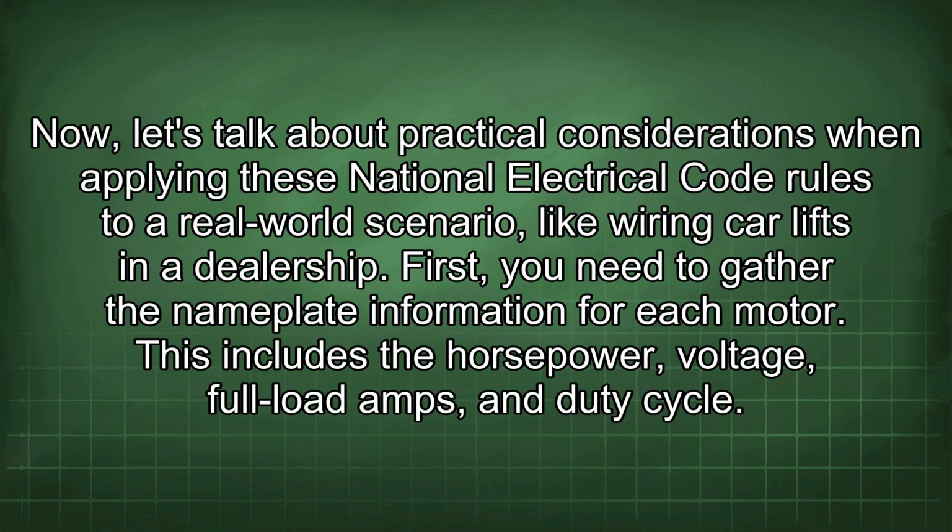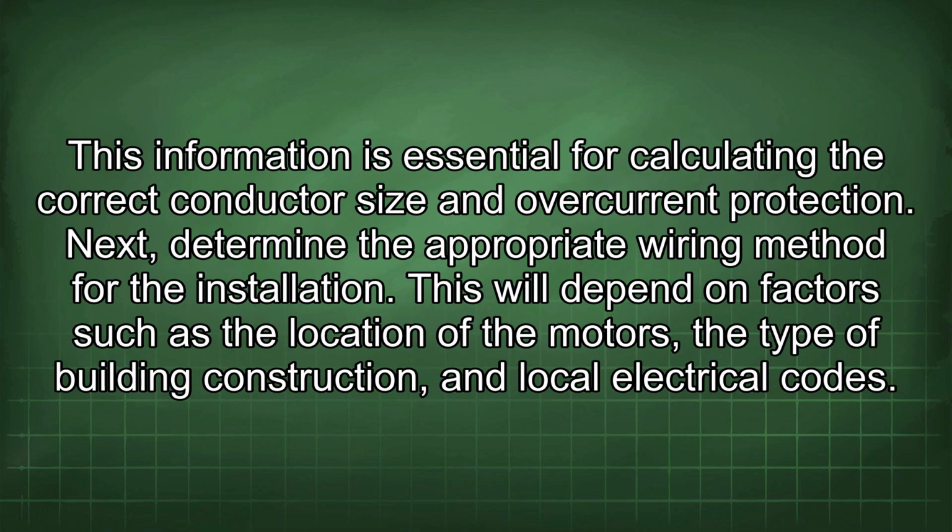Now, let's talk about practical considerations when applying these National Electrical Code rules to a real-world scenario like wiring car lifts in a dealership. First, you need to gather the nameplate information for each motor. This includes the horsepower, voltage, full load amps, and duty cycle. This information is essential for calculating the correct conductor size and overcurrent protection.